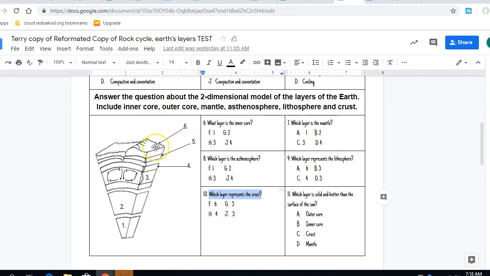Is it 6, 5, 4, or 3? Which layer is the crust? Number 11, which layer is solid and hotter than the surface of the sun? Is it the outer core, the inner core, the crust, or the mantle?